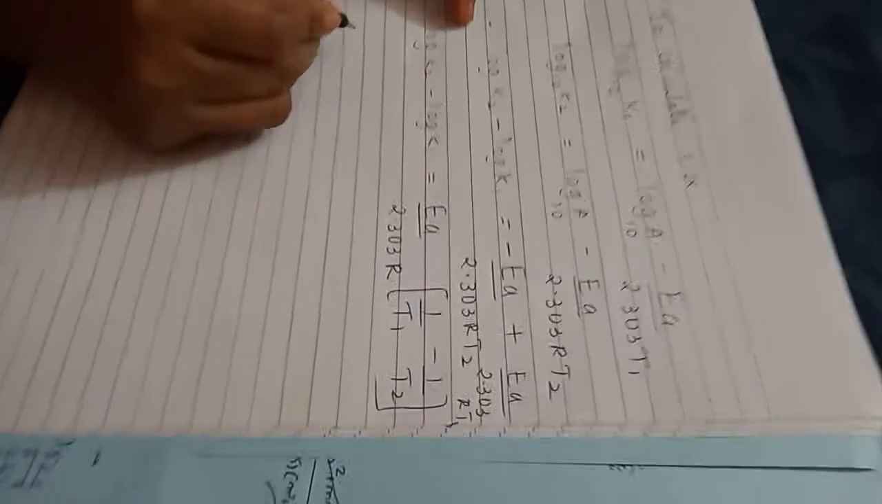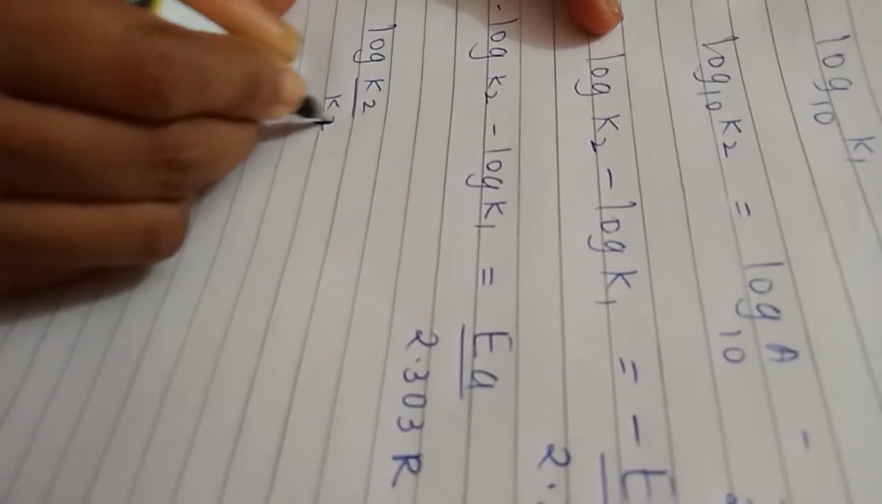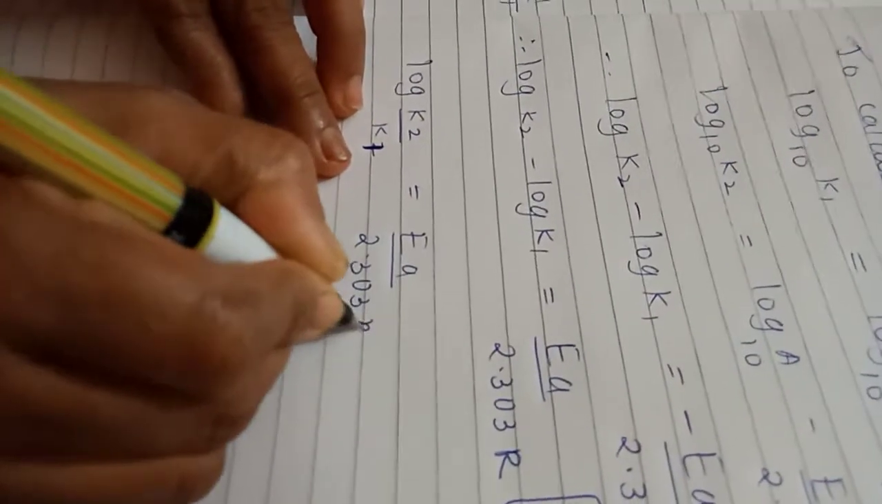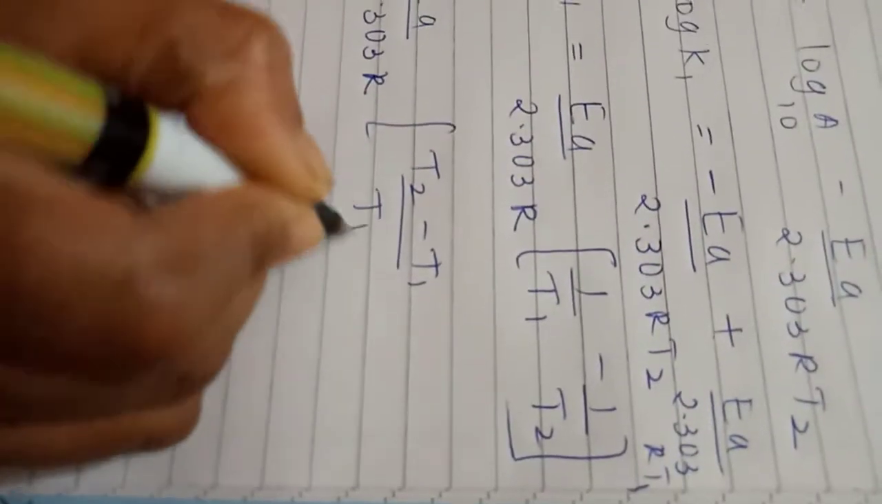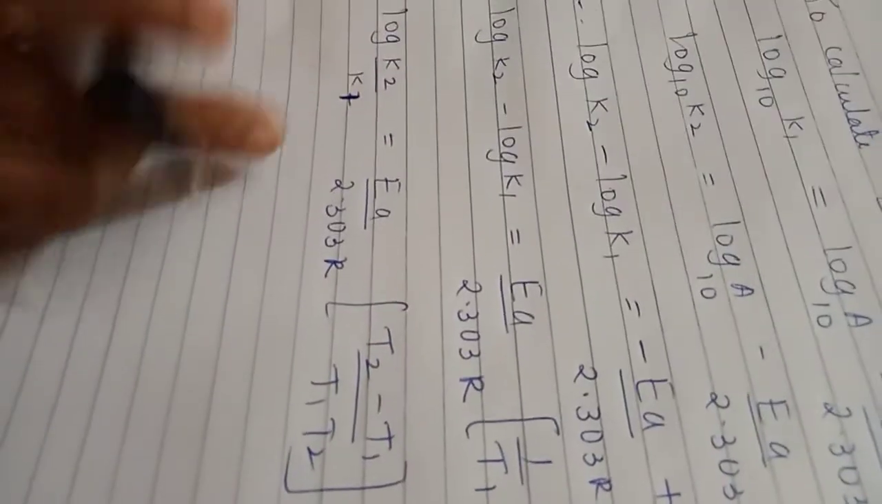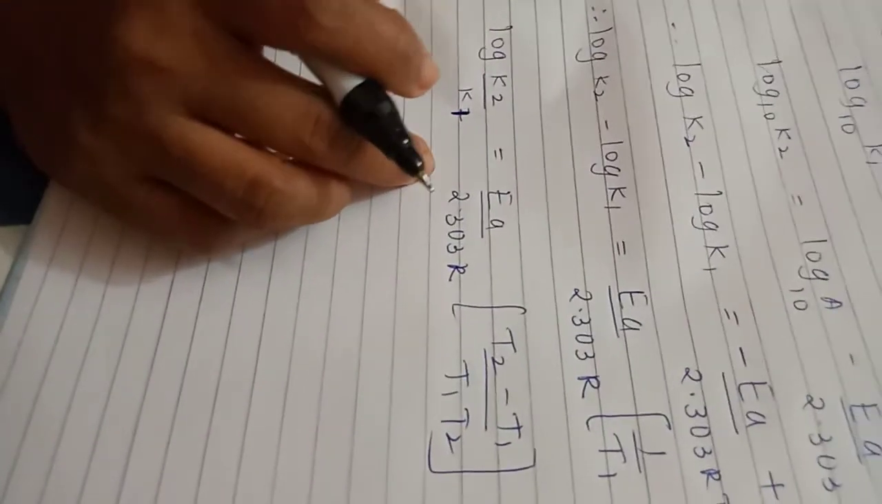So log K2, log A minus log B is what? Log A upon B. Log K2 upon K1 is equal to Ea upon 2.303 R, taking LCM, T2 minus T1 divided by T1 T2. Using this equation, we can calculate the activation energy at two different temperatures.